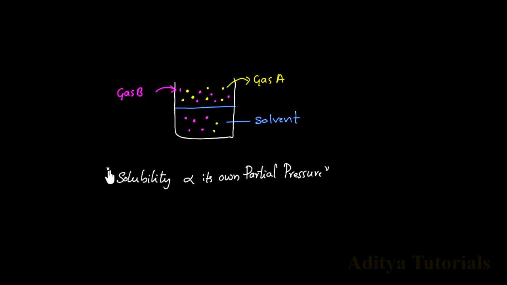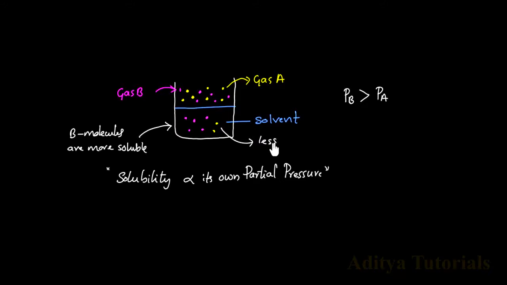Right, students? Because of that reason, we can conclude here the partial pressure of B is greater than the partial pressure of A. Hence, here the B molecules are more soluble, as compared to yellow. They are less soluble. Okay, students. So this is all about the partial pressure. If any gas has a greater partial pressure, it means its concentration in the solution is also higher.